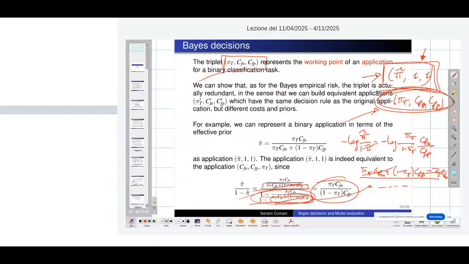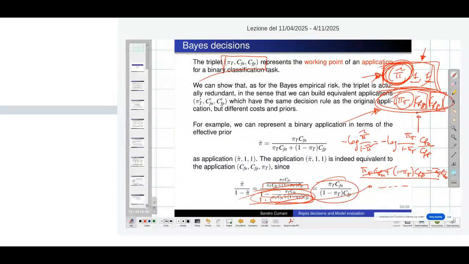Now, this means that we can represent everything with a single value. We call this value effective prior. Why effective prior? Because it behaves like a prior probability. It's not really a prior probability in the sense that it doesn't represent the probability that a sample will belong to that class in the application. But it represents a probability such that if my application had this prior probability and costs of errors are uniform, then I would make the same decisions as what I would do when I have the real prior probability of my application and the actual cost that I measured.